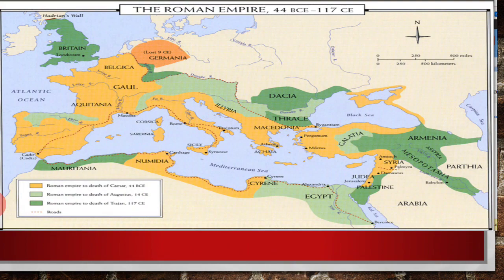Here you can see the Roman Empire. In this chapter we talk about the Roman Empire, and it was spread across three continents.